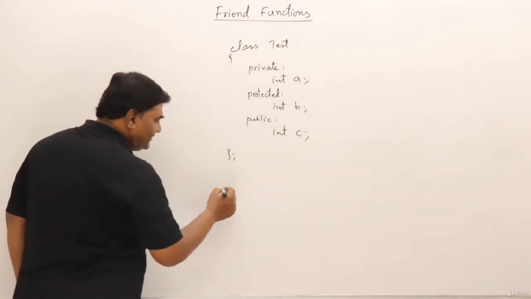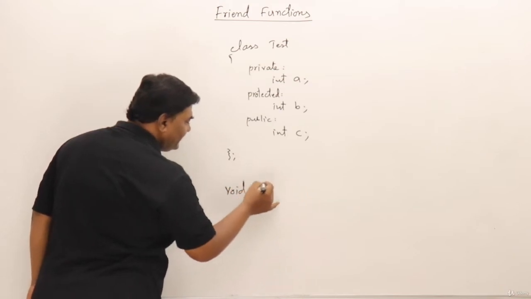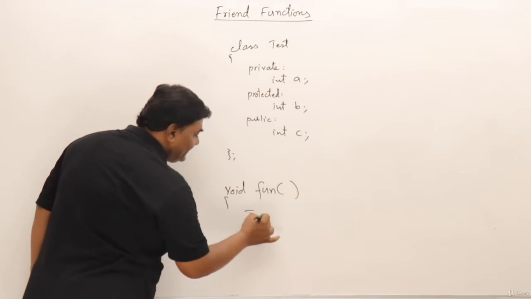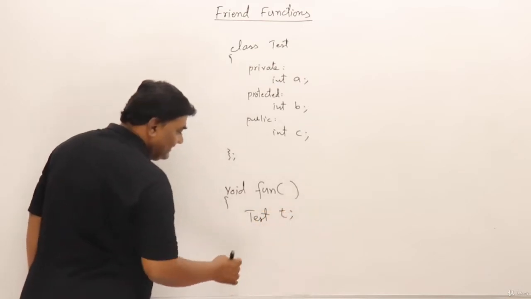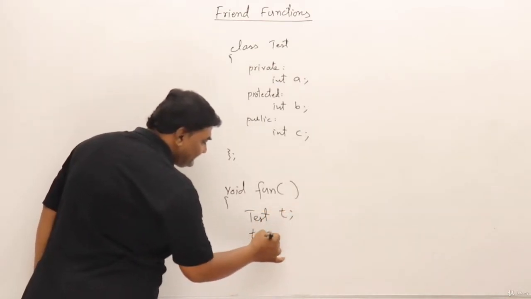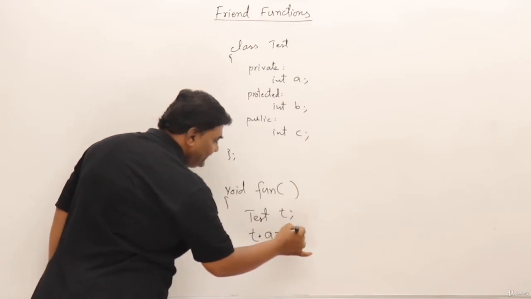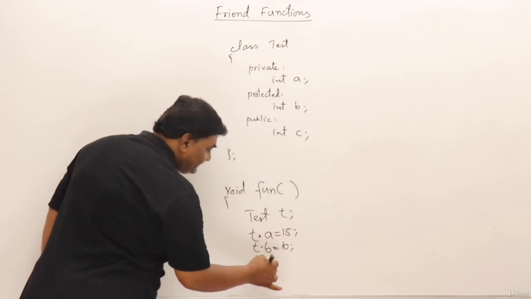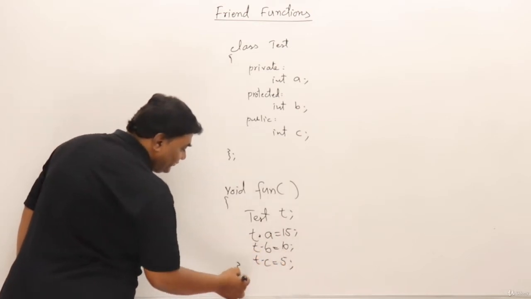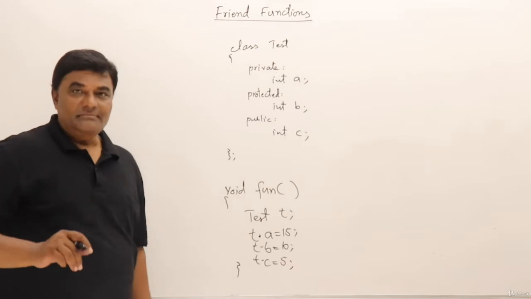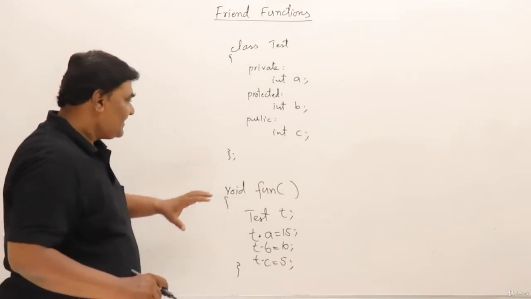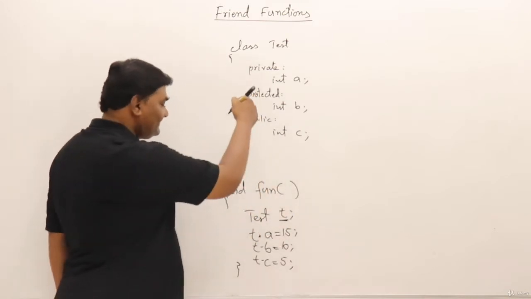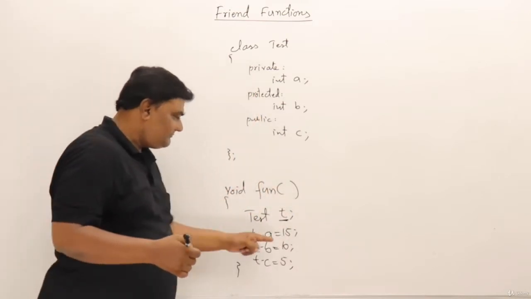Now I will write one function, void fun. Now this is creating an object of class test, t. Can this function access t.a, assign some value 15, and t.b assign 10, and t.c assign 5? I want to do this. Now I have an example to discuss this. See, I have one function called fun which is having an object of this class and I want this function to access all the members.